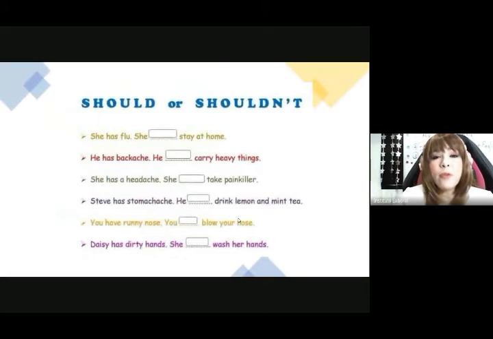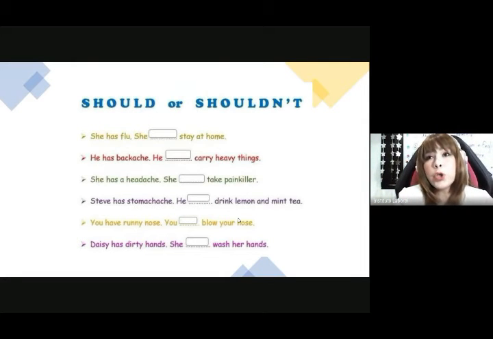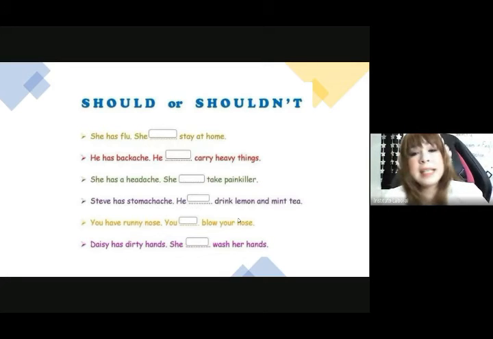Okay, here we have one example. We have some medical conditions and we have the use of should and shouldn't. The word should in Spanish means "debes." Tú debes hacer esto, no debes hacer esto otro. Should is the affirmative form and shouldn't is the negative form.